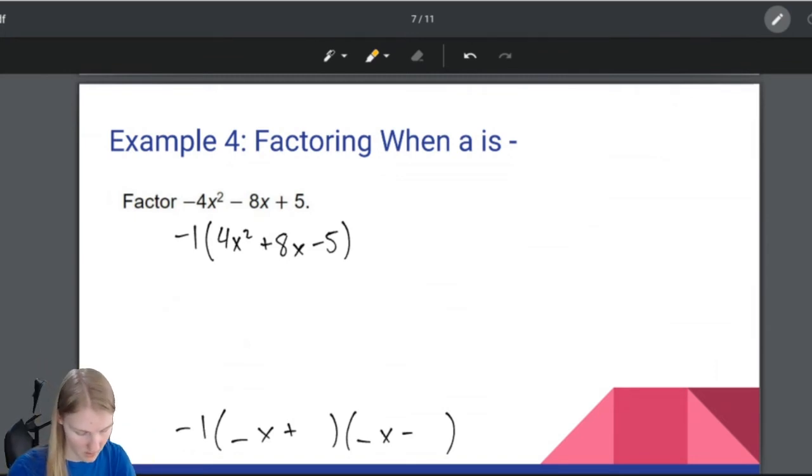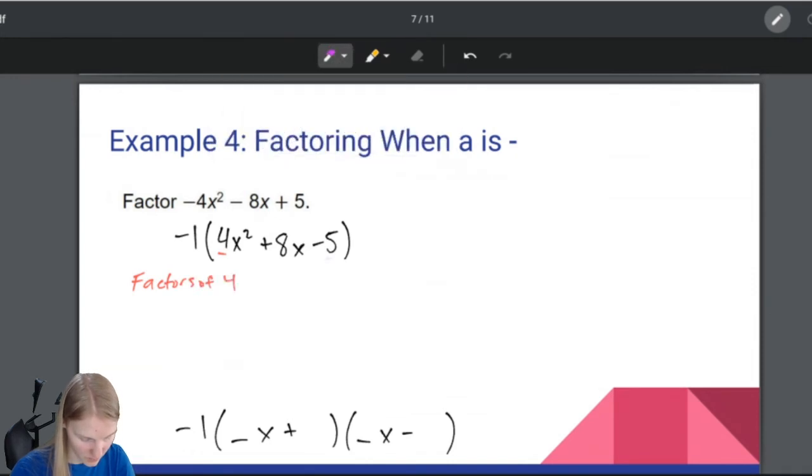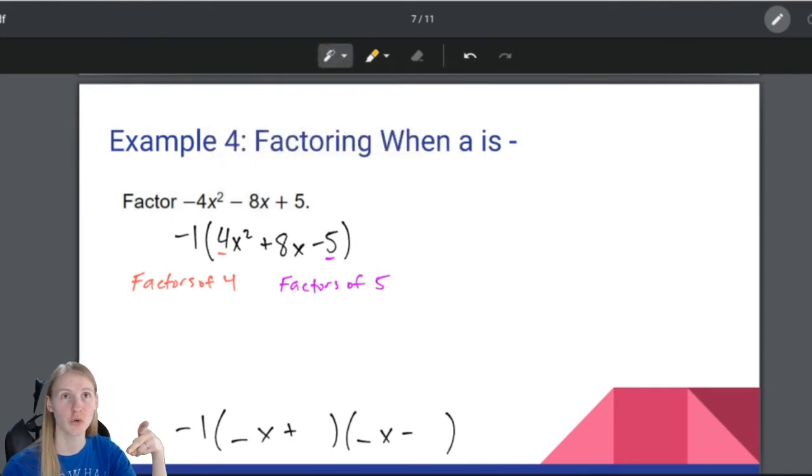Alright. Same as usual, now we're going to look at this 4 right here. We're going to have factors of 4 on this side, and we'll do factors of 5 on this side. So let's see, factors of 4. There's 2 and 2, and there's 1 and 4. One of them isn't going to work, one of them is. We just have to guess. So I'm going to go ahead and guess 1 and 4. And if we're wrong, we'll do 2 and 2.